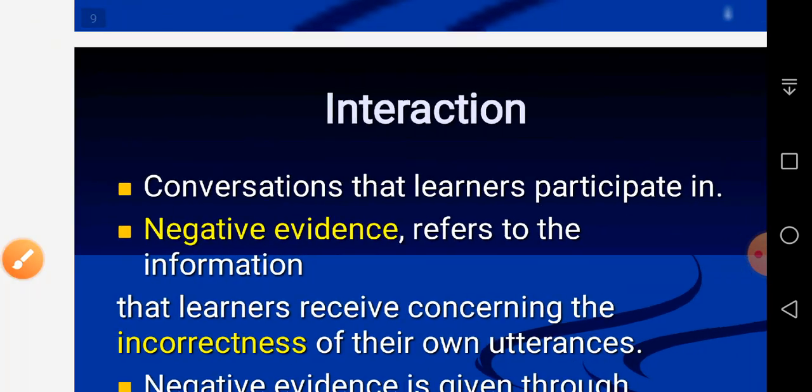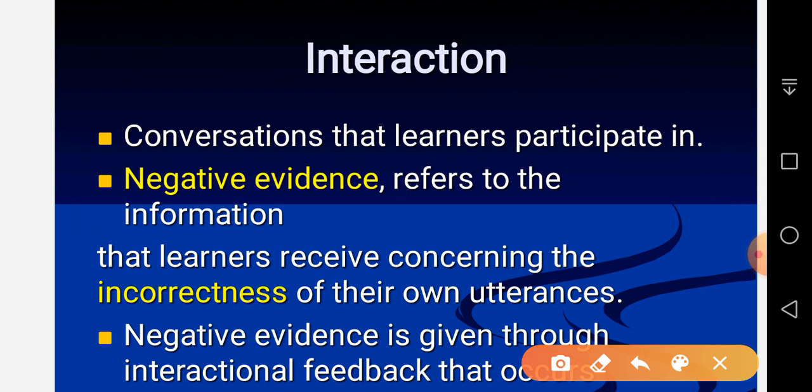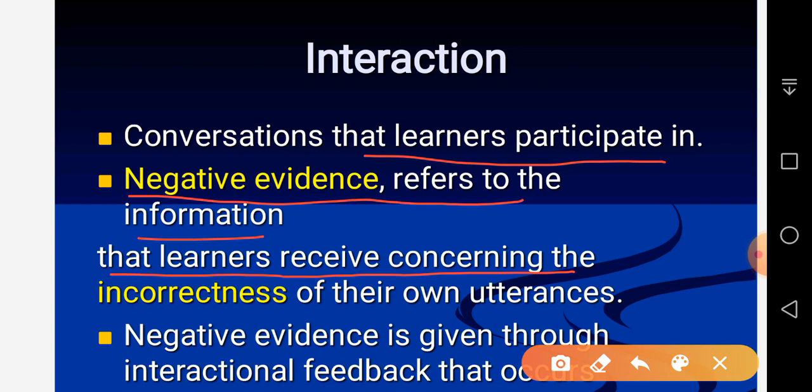Now let's talk about interaction. What is interaction? Conversations that learners participate in. They are known as interaction. So negative evidence refers to the information that learners receive concerning the incorrectness of their own utterances.